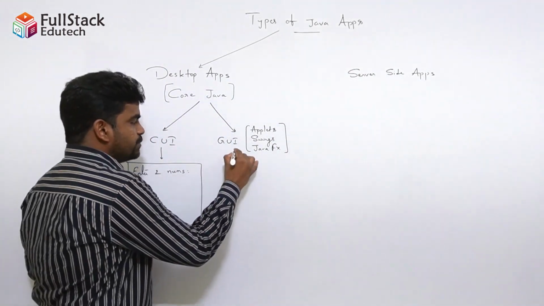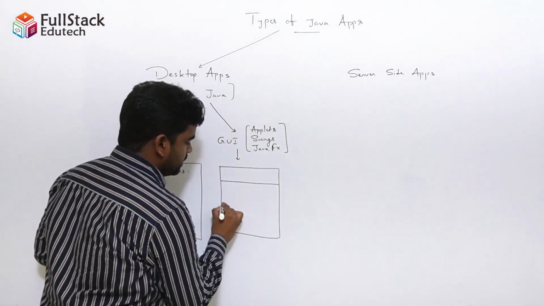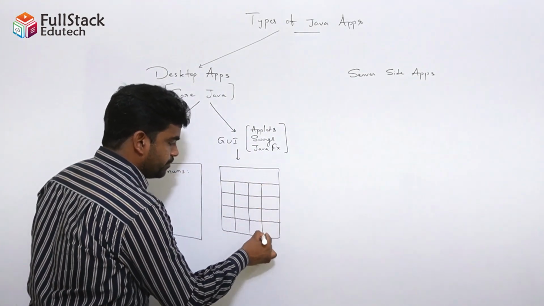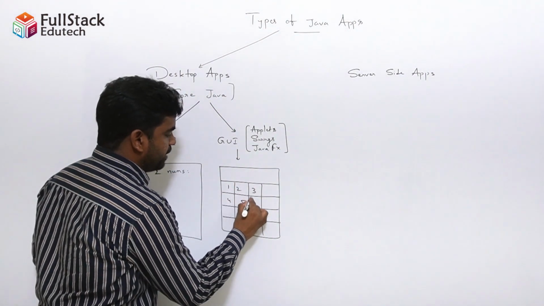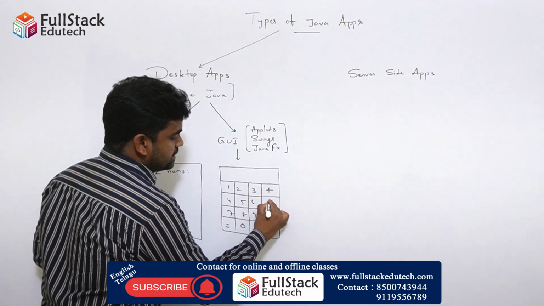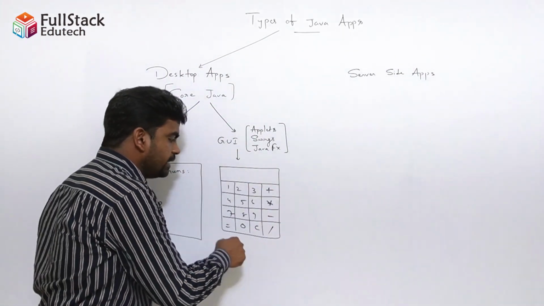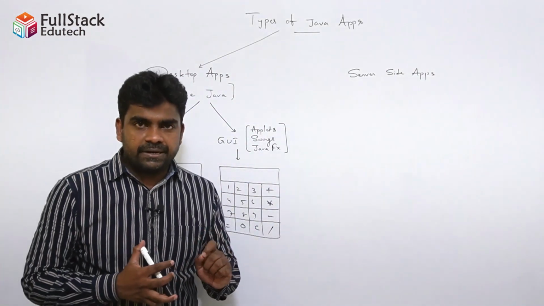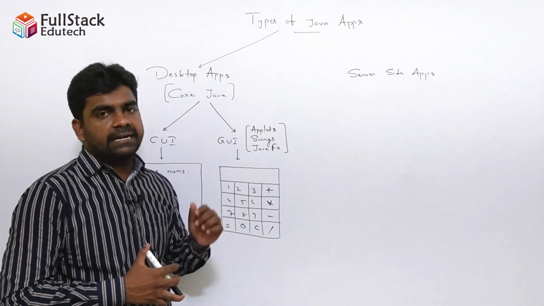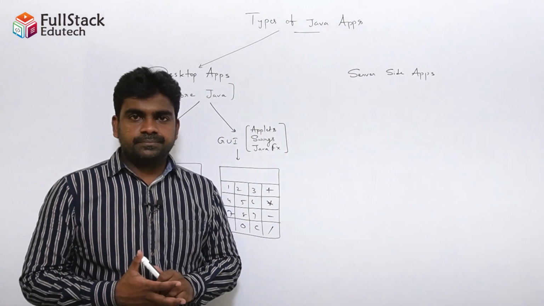Graphical user interface means we design the calculator. Here we create all the buttons: 1, 2, 3, 4, 5, 6, 7, 8, 9, 0, equal to, C, plus, multiplication, minus and division. Here we do all the calculations. Sir, how can we implement it? The old approach is applets and the new approach is Swing and JavaFX. But both are desktop applications only.